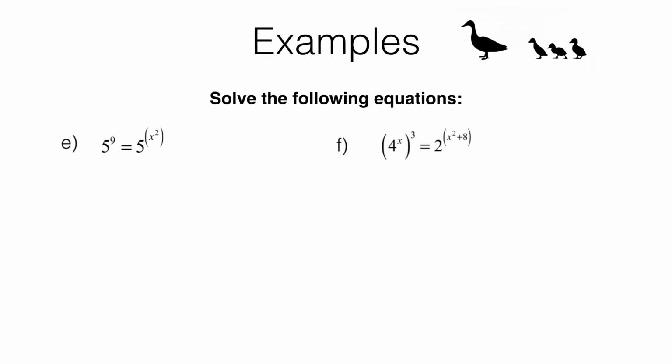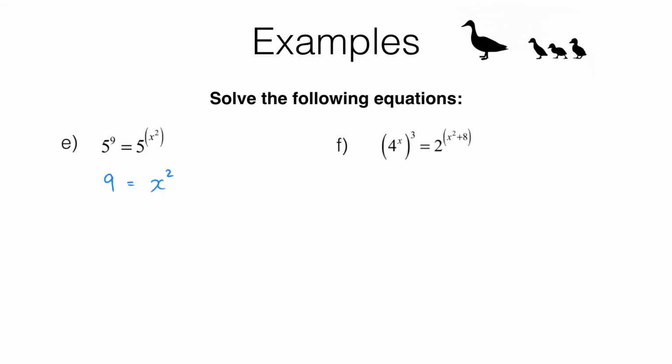Here are questions E and F. The principle is exactly the same as before, except this time we're going to have quadratic equations to solve. Let's start with E. We've got 5 to the power of 9 equals 5 to the power of x squared. Now, we've got the same base in this case, and that means those indices must be equal. Therefore, 9 equals x squared.